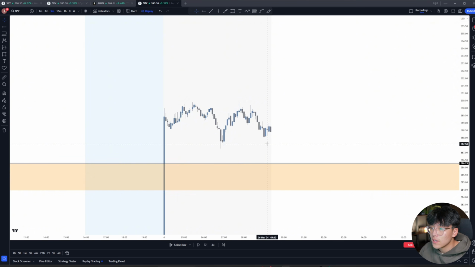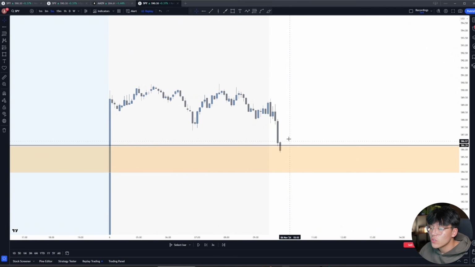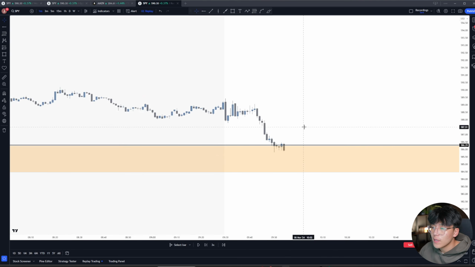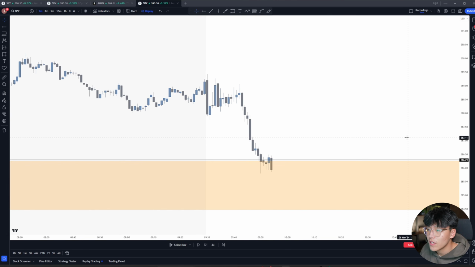So as you can see here, as we play out the tape, price is now pulling back down towards our key area. So the higher time frame is bullish. We have a 5-minute downtrend. If I go into the 1-minute time frame, you can see we have a 1-minute downtrend as well. So what do we have here? We have a higher time frame macro uptrend, and now we have a micro downtrend on the 1 and 5-minute.